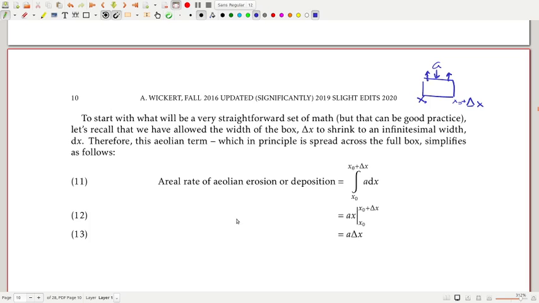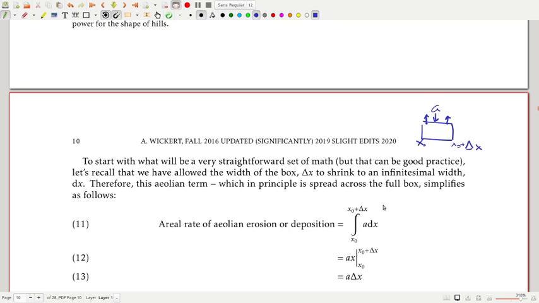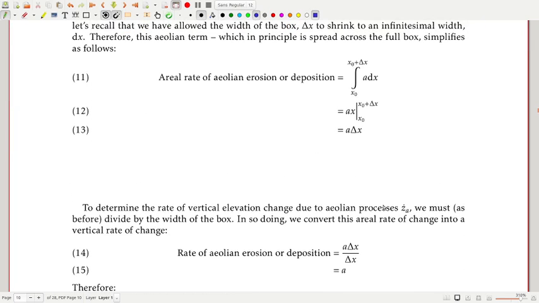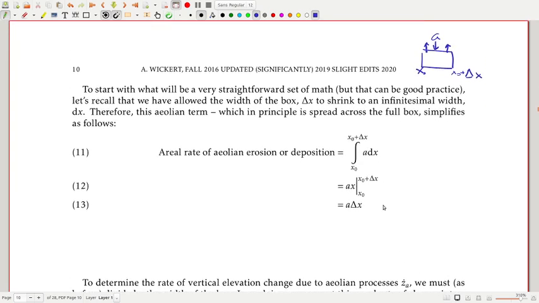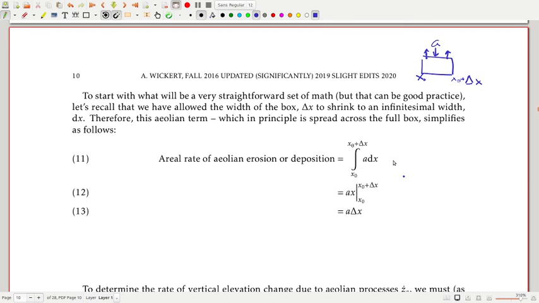So we have a box whose width is delta x, going from x naught to x naught plus delta x. And I'm going to go through a very trivial integral, but just in case it's been a little while since some of you have done integrals, we'll have this be a nice practice round. So we have this thing right here, which is a delta x, where a is this rate of Aeolian deposition, positive, or erosion, negative. And we're evaluating it between x naught on the left-hand side and x naught plus delta x.